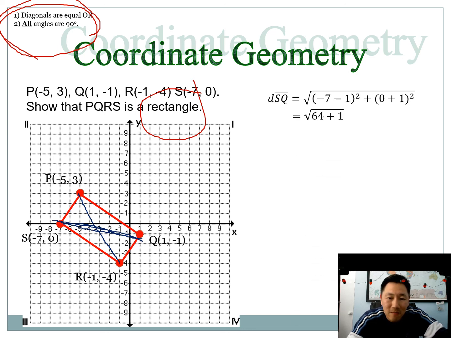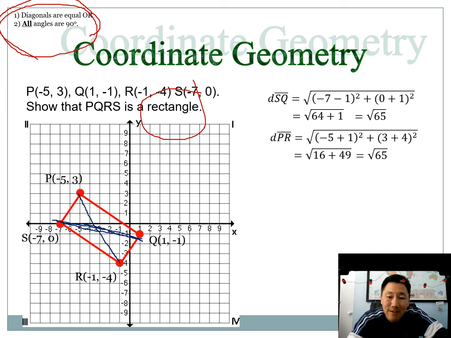So the distance from S to Q is square root of 65. Let's go ahead and find the distance from P to R, the other diagonal. It's also square root of 65. So since the diagonals are equal, I can conclude that we have a rectangle.